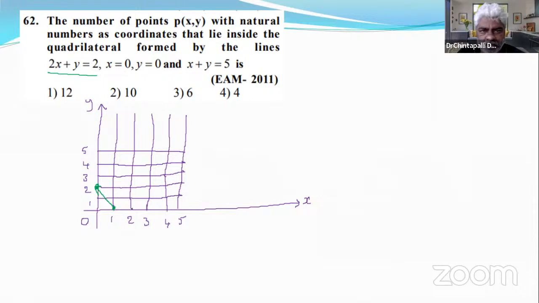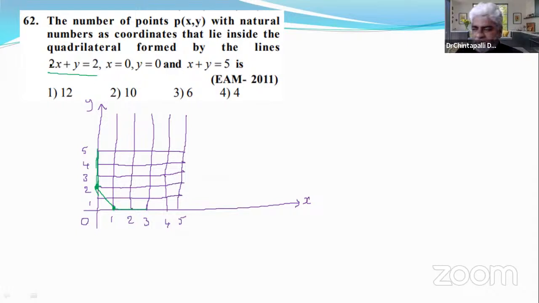Next up, x is equal to 0 is nothing but the y axis. Yes. Another name of x is equal to 0 is the y axis. So it is the y axis. Next, y is equal to 0. Y is equal to 0 means x-axis.